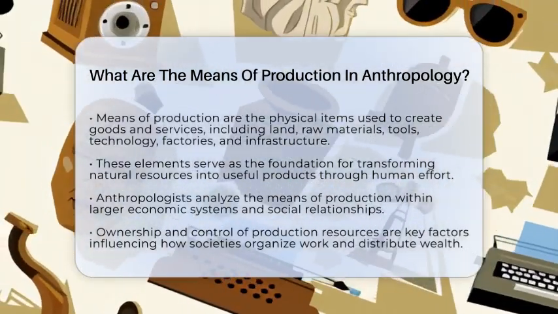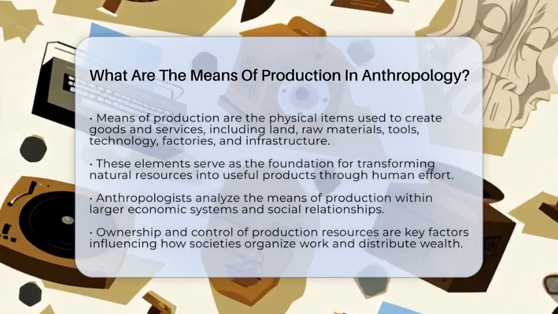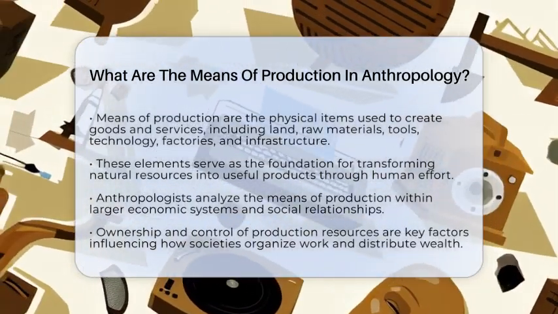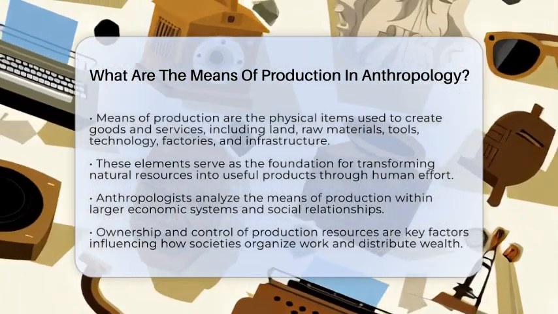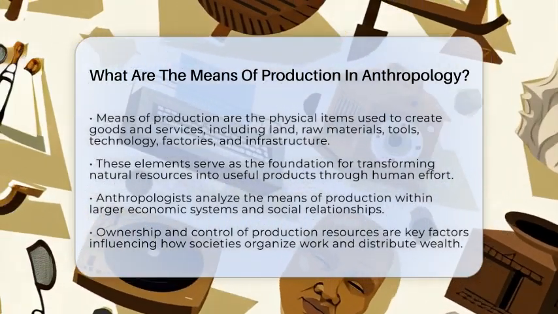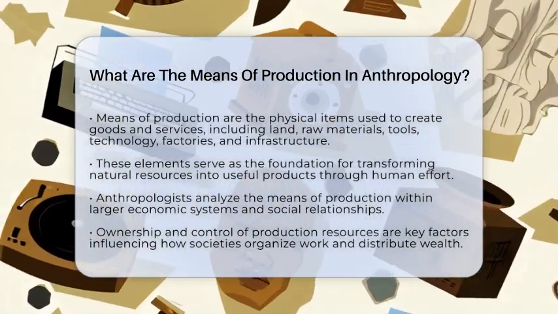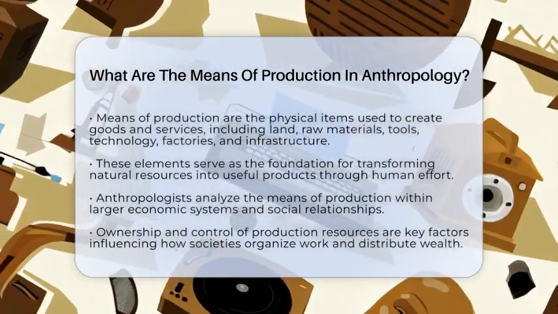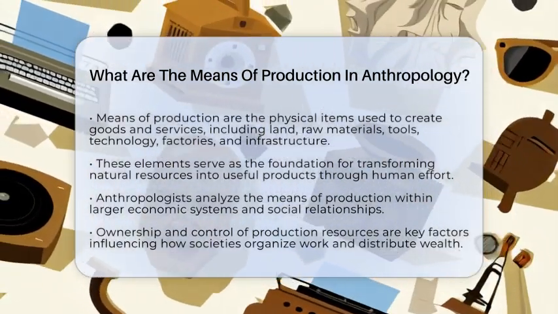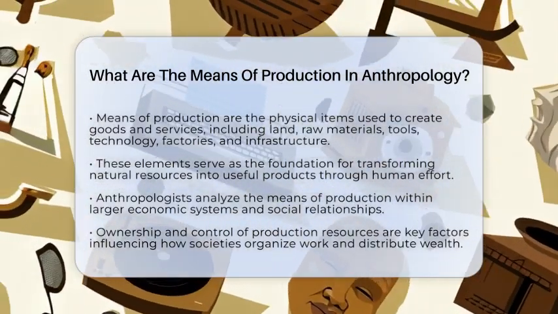These include land, raw materials like wood or minerals, tools, technology, factories, and infrastructure. They are the building blocks that allow human labor to turn natural resources into useful products. Anthropologists look at the means of production as part of larger economic systems and social relations.